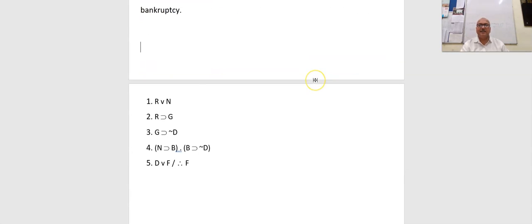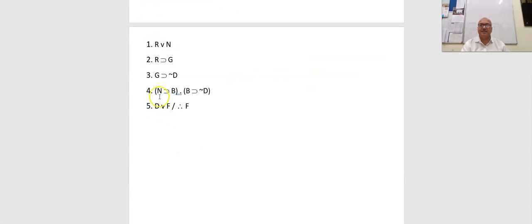Now let us derive the conclusion from the premises. So we have 5 premises and we have one simple statement as conclusion. Now how to move from here? We have to see how we are going to get the conclusion, right? F is our conclusion. Where is the occurrence of F in the premises? It is here, D or F. So if we want to have F, what we need from 5, if we can somehow get negation of D, then we can apply a disjunctive syllogism in 5 and then get F.